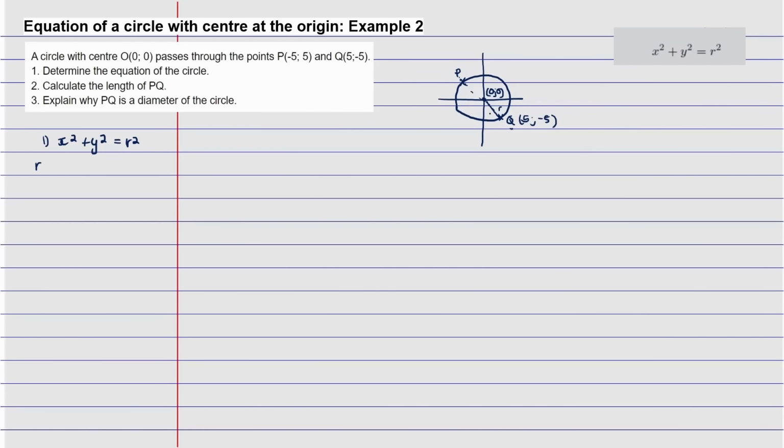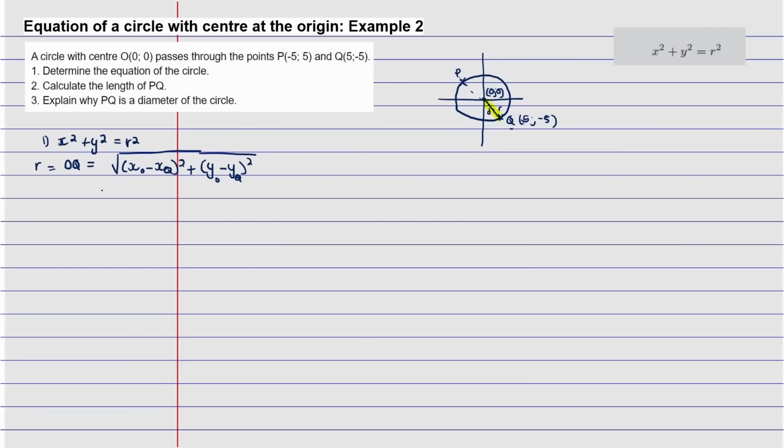So r is going to be this distance here. It's the distance between O and Q. So r is equal to the distance between O and Q, which is the same as the distance formula: the square root of X O minus X Q all squared, plus Y O minus Y Q all squared.